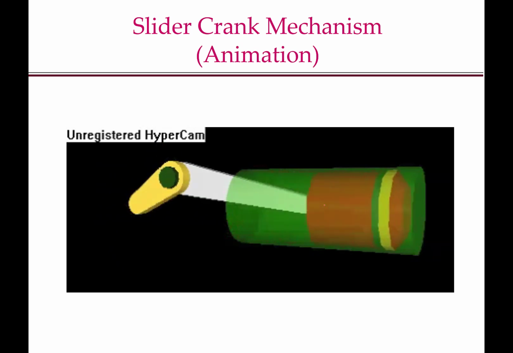Similarly, the yellow link here is called the crank and the white link here is called the connecting rod, and the crank and the connecting rod are constrained to have a relative rotation between each other. This is the mechanism that we will be studying in quite a bit of detail.